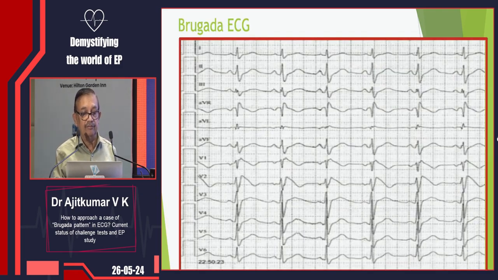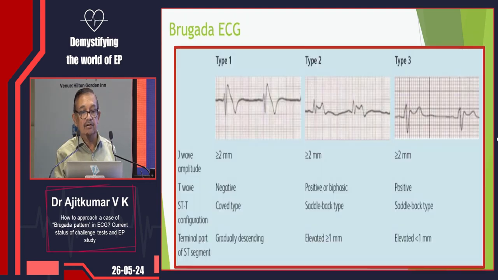If you look at V1 and V2, you can find there is a right bundle branch block with ST elevation. And if you look at it a little more carefully, you can see that there is a left axis deviation or a leftward deviation, which also is a feature, or there are certain other ECG features which we will deal with. So let us now look at some specific aspects of this Brugada ECG.